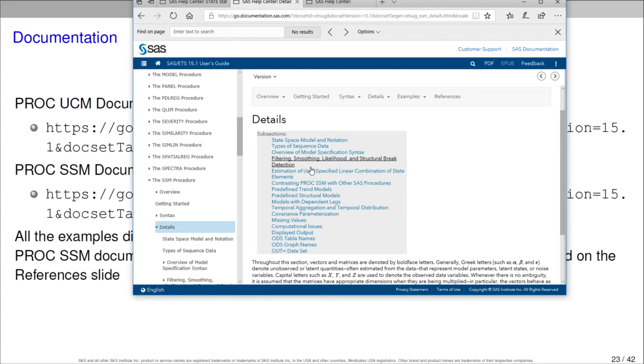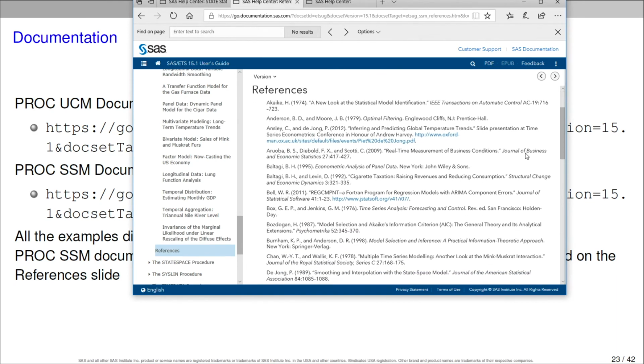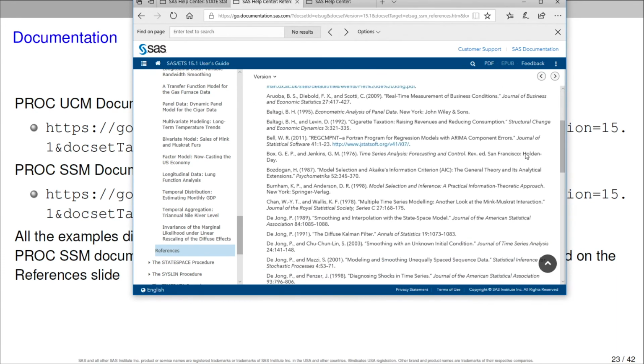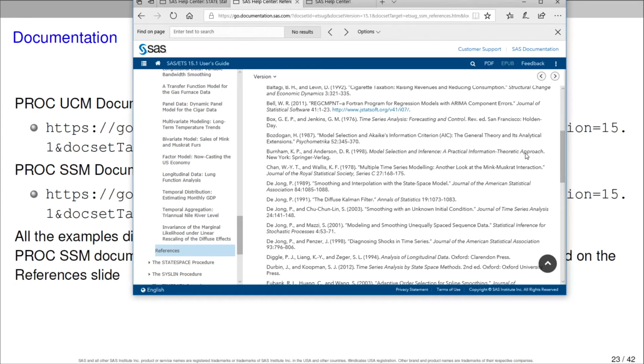The filtering, smoothing, likelihood, and structural break detection section provides the details about the famous Kalman filtering and smoothing algorithm, which is the main computational tool for state space modeling. Other sections provide many other details, such as the precise forms of the keyword-based models supported by PROC SSM. So the documentation is a great resource. The reference section contains the important papers that are relevant for state space modeling.